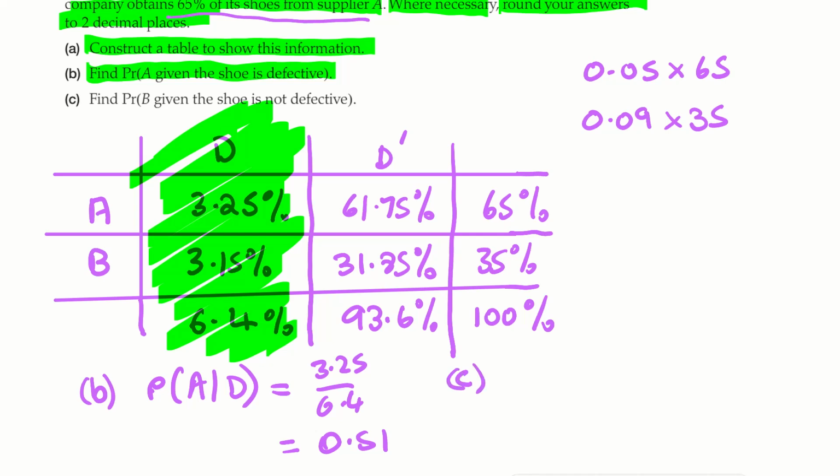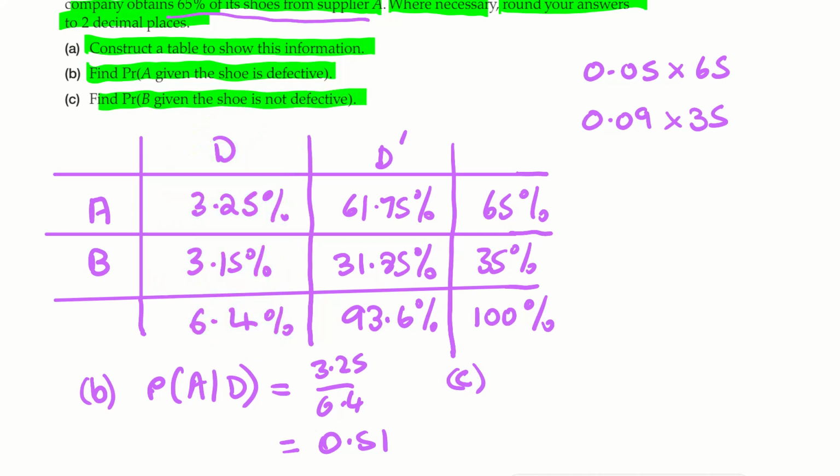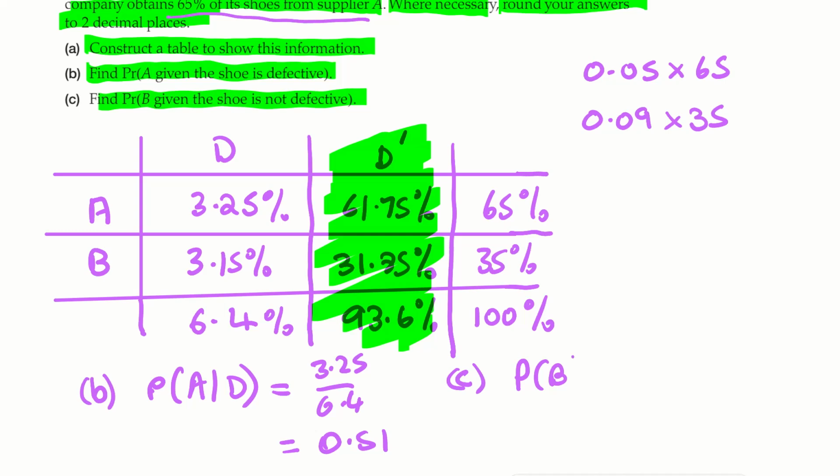And then for part C, probability of B given the shoe is not defective. So if it's not defective, we're only considering this column and just here, which means that the denominator there is going to be the 93.6. And it was B, so that's 31.85. And if we calculate that, it is 0.35, correct to 2 decimal places.